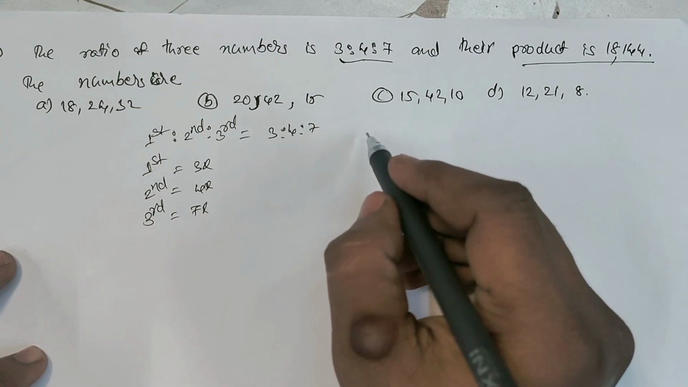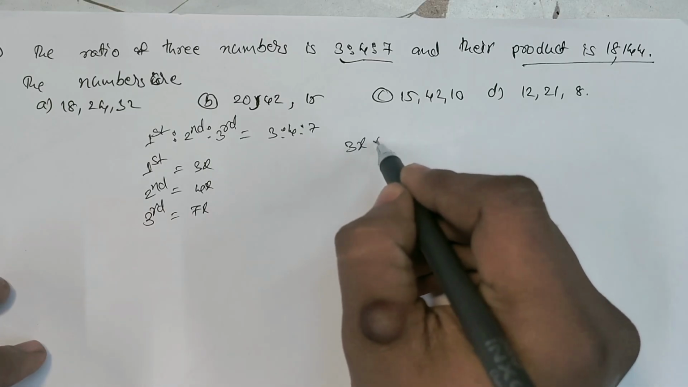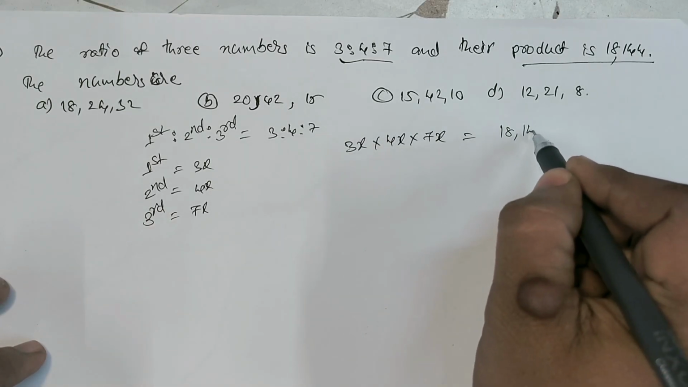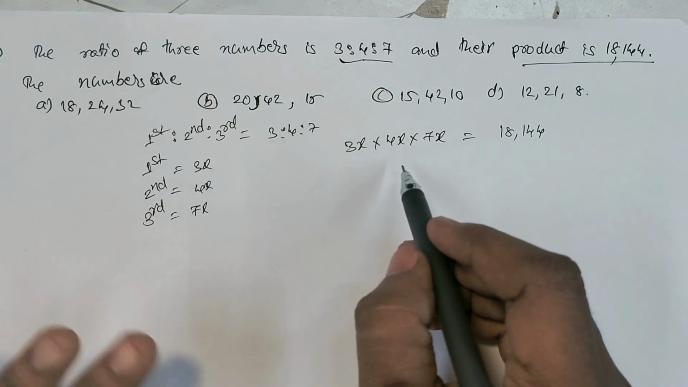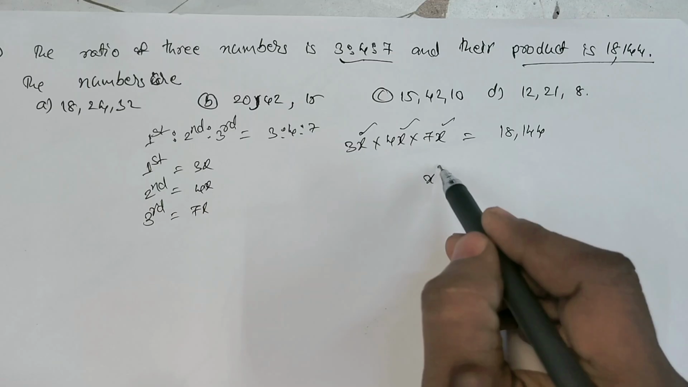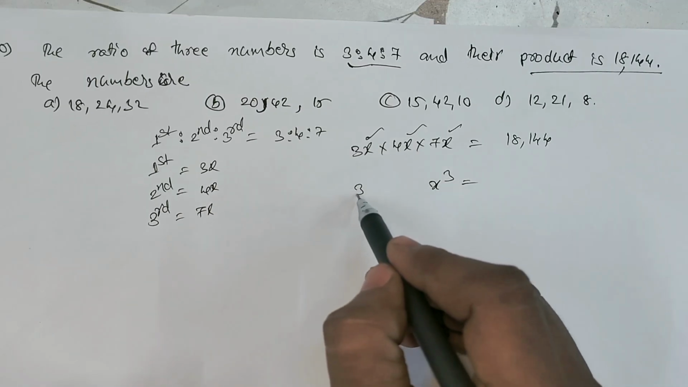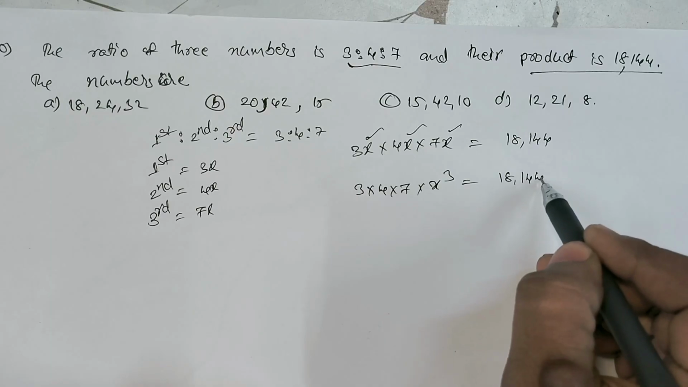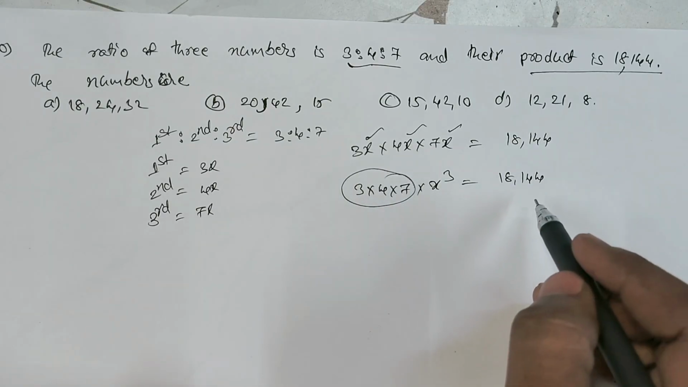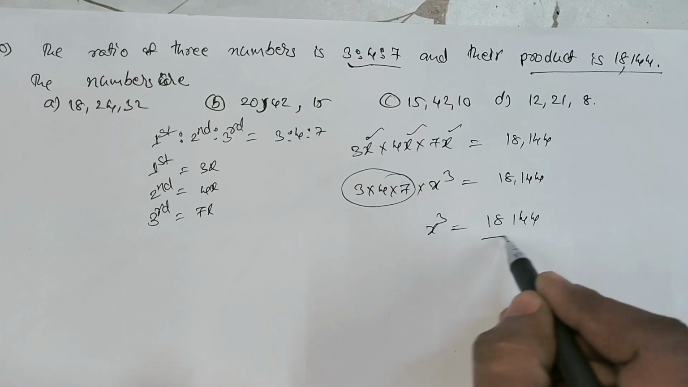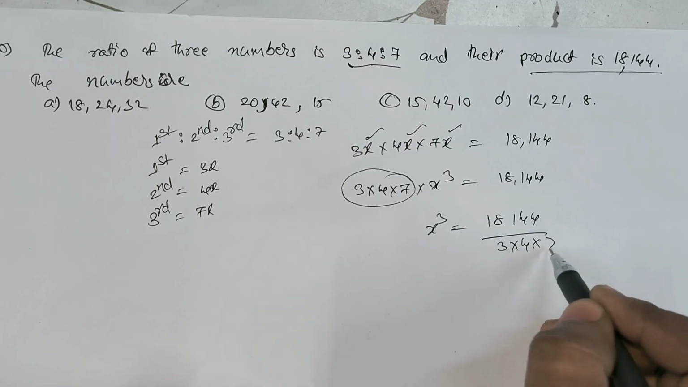We have been given the product of all of these. That means first number 3x into 4x into 7x, the product of all, is given as 18,144. Don't find out the product as of now. Just find the product of these variables, x into x into x. That is x cube equals 3 into 4 into 7 easily. That gives you 18,144. And transpose all these constants to the other side. So x cube is equal to 18,144 by 3 into 4 into 7.